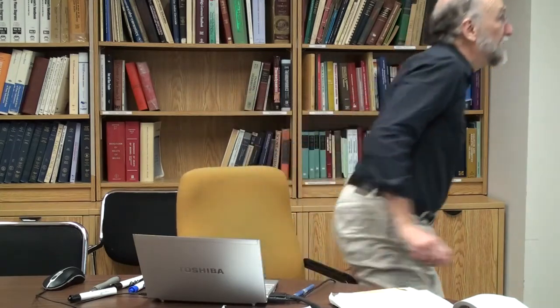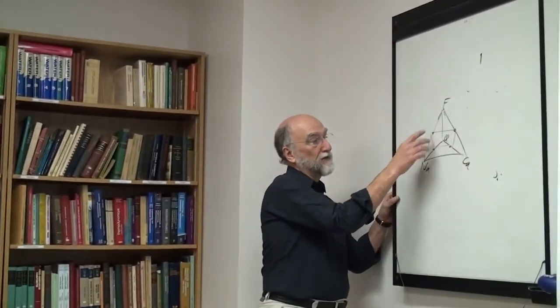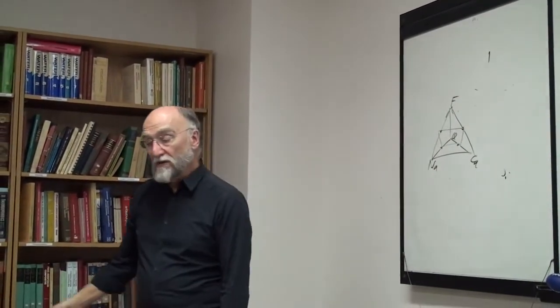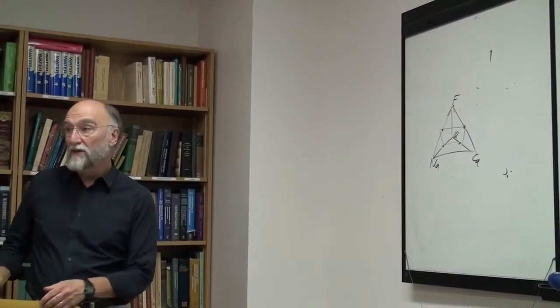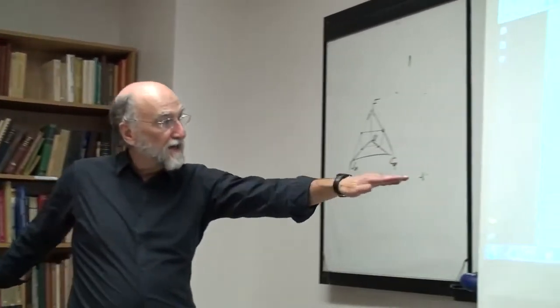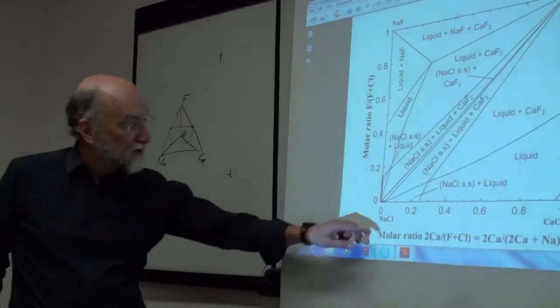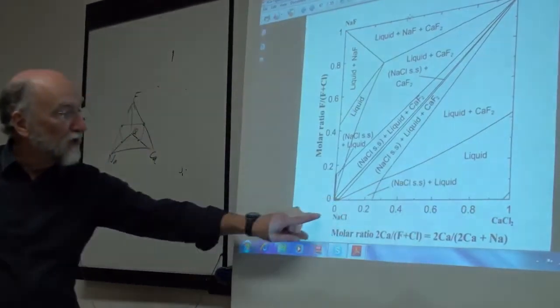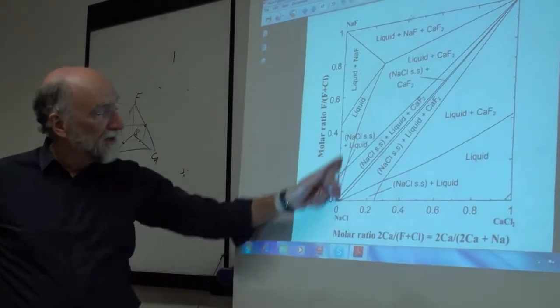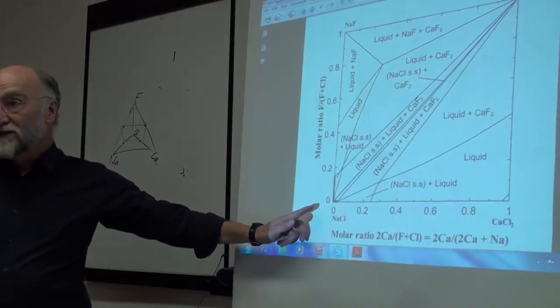This is a constant temperature section. This is how these things are usually plotted. The composition square is the most convenient way to plot this, with the salts at the corners of the square. Each corner of the diagram represents the pure salt. Each side of the diagram represents a binary system. So this is the sodium chloride, calcium chloride binary system. This is the sodium chloride binary system, and so on.